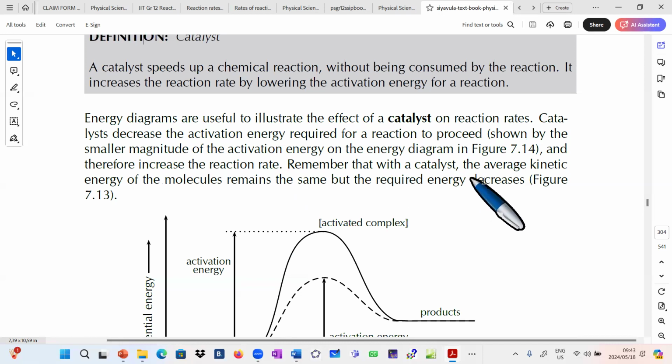Remember that with the catalyst, the average kinetic energy of the molecules remains the same, but the required energy decreases. Okay, this is very important.